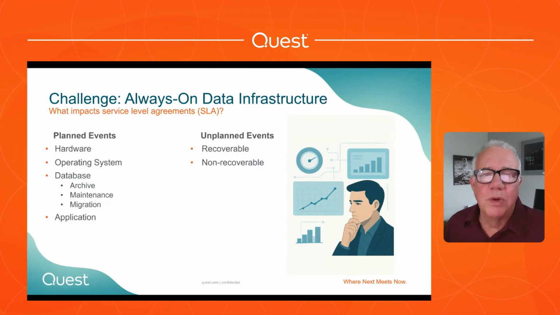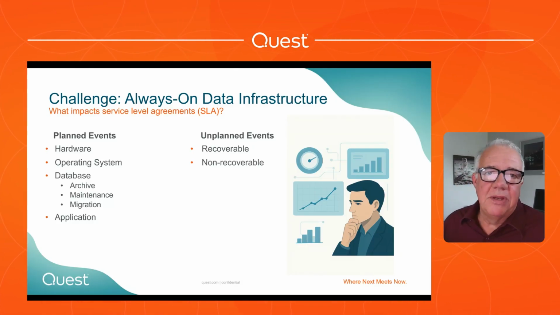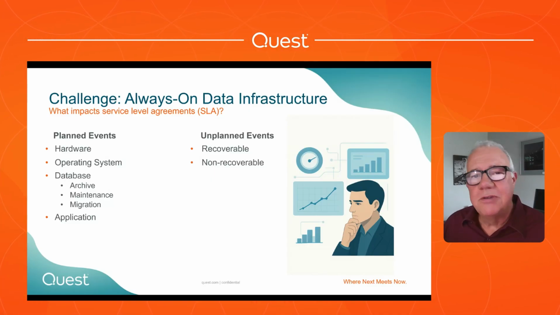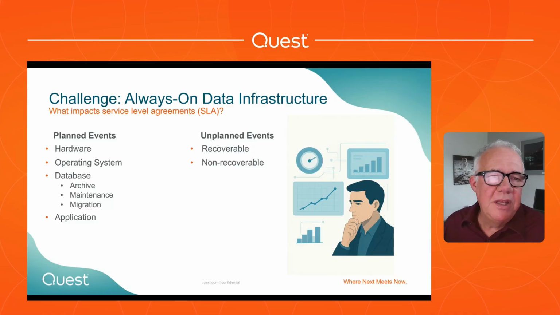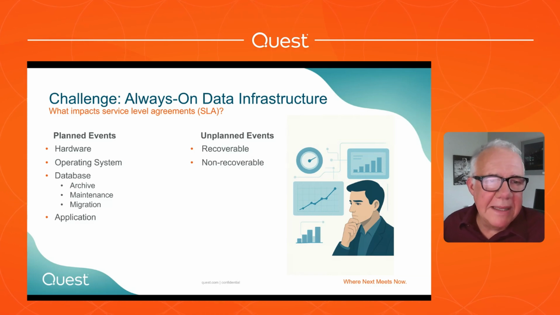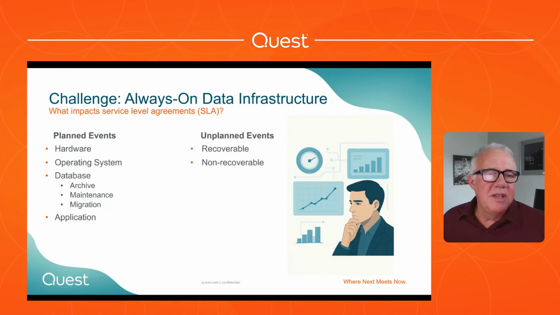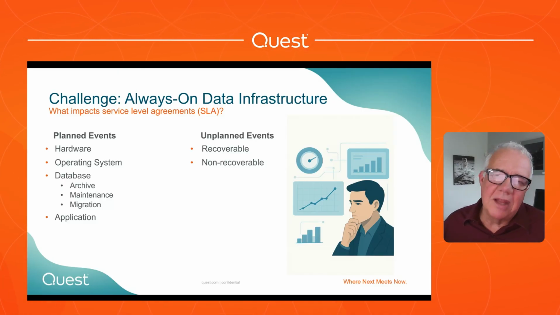Now, what are the challenges to always-on data infrastructure? Well, certainly around availability, there's typically service level agreements, and there's different types of events and activities related. So if you start at the highest level by dividing the root cause of outages into planned events and unplanned events, at the highest level for planned activities, you can say, well, I'm changing something with my hardware or my operating system or my database or my application.